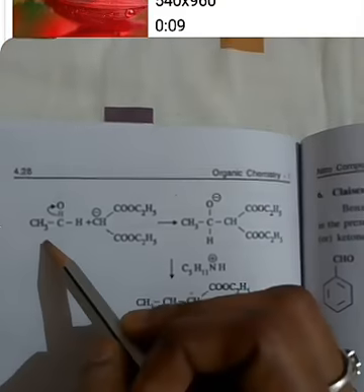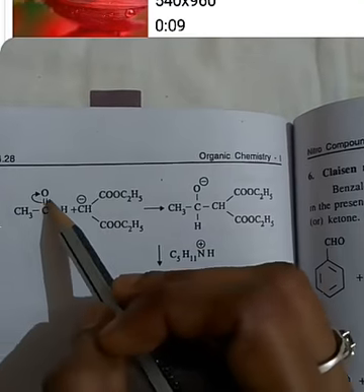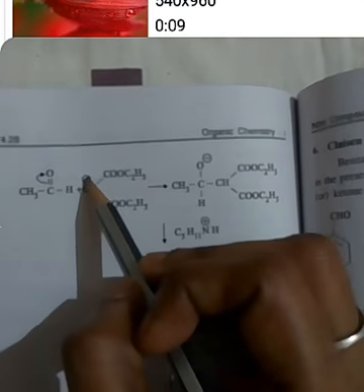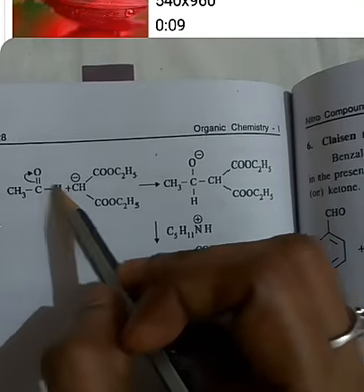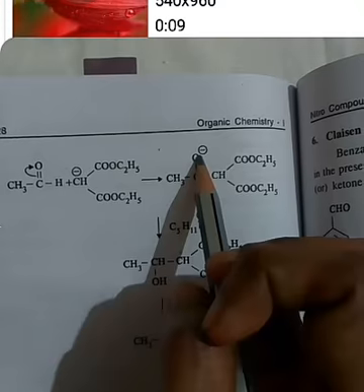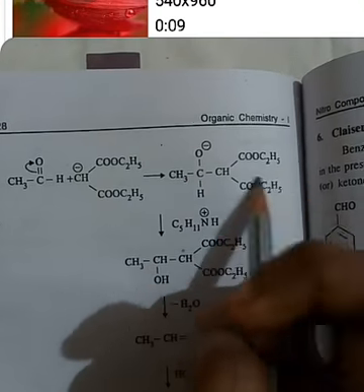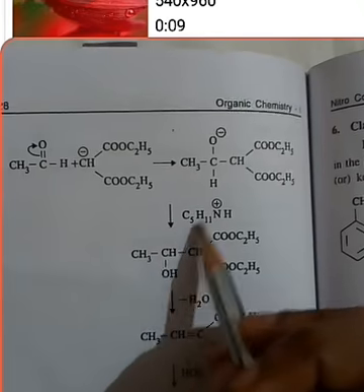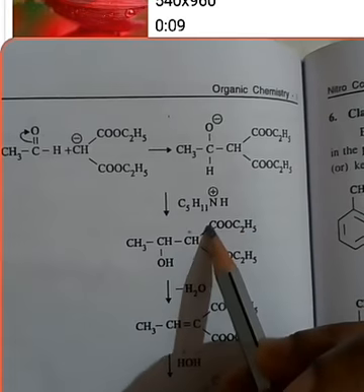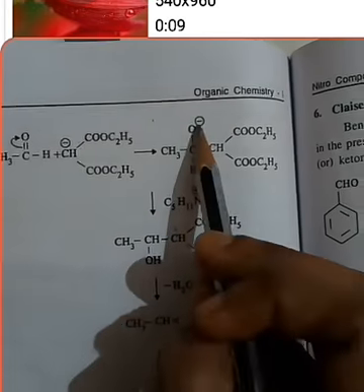In the second step, we add the aldehyde group. The negative charge attacks the aldehyde carbonyl, the double bond breaks, and it forms an intermediate. Again we add piperidine, so one OH is formed. Only H plus is added in this reaction, and the OH is formed.